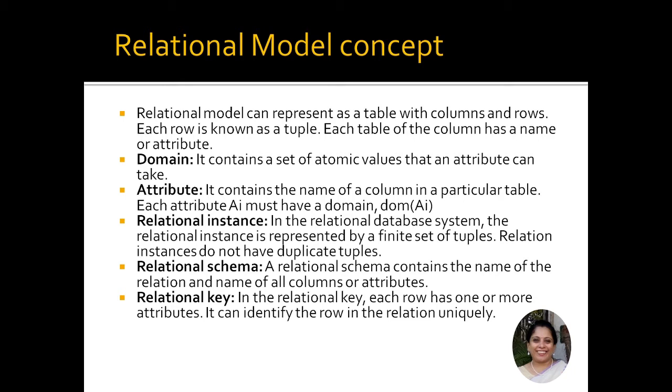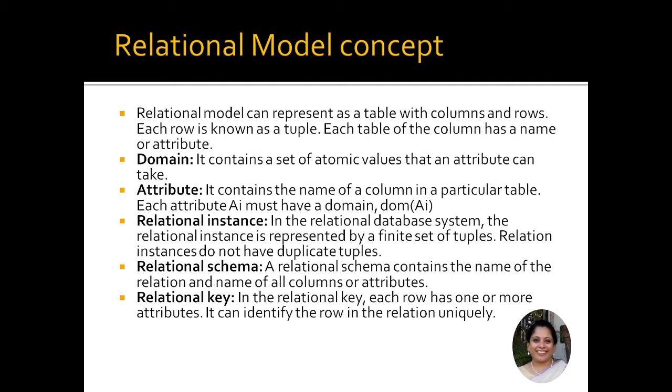So now we have seen the entity and attribute. Attributes are the properties given to that entity. In the previous table we have seen ID is an attribute, name is an attribute, salary is an attribute. So these are individual names given to a particular table. Then what is a relational instance? In a relational database, the relational instance is represented by a finite set of tuples. Relation instances do not have duplicate tuples. Now relational schema. It is a schema which contains the name of a relation and the names of all the columns or attributes. And relational key: each row has one or more attributes which can identify the row in that relation uniquely. So these are the relational model basic concepts.